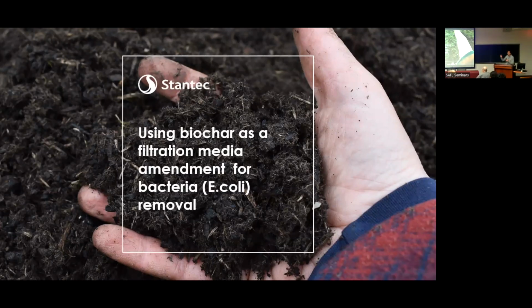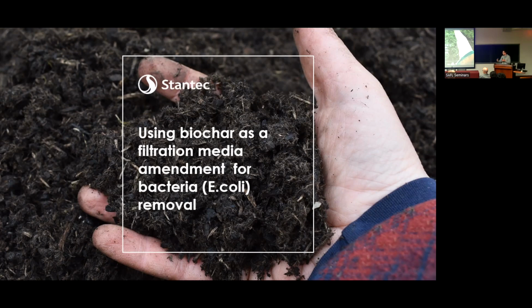I'm Erik Megow, Senior Water Resources Engineer with Stantec. My expertise for today is my work with using biochar as a filtration media amendment. Our focus for this was to remove bacteria. So this is a good complement to what Erin did.